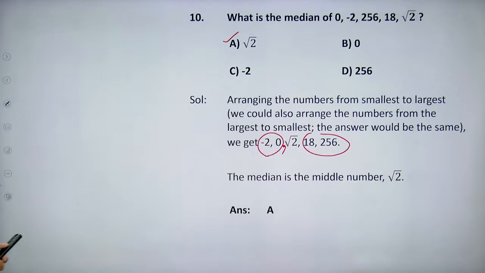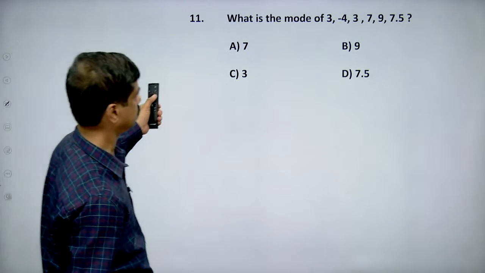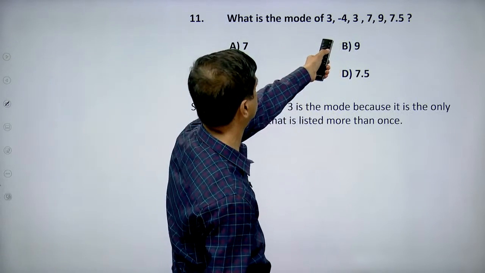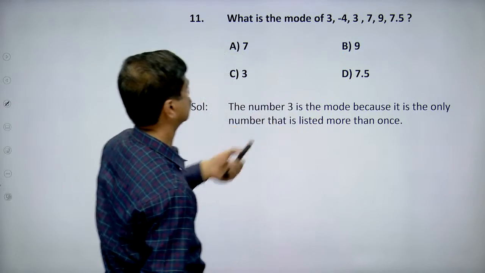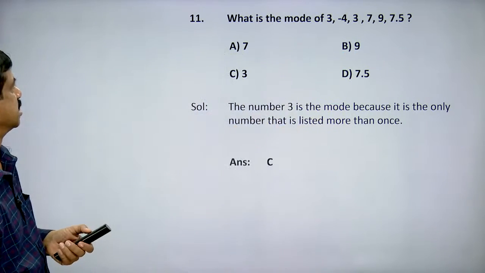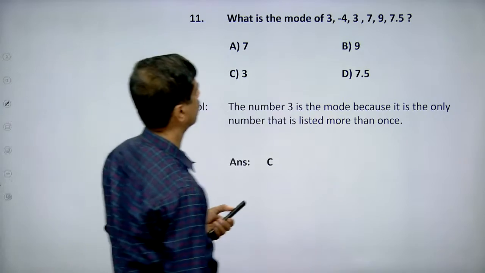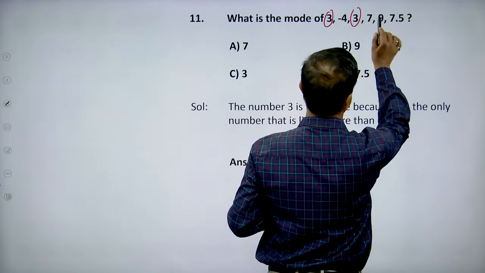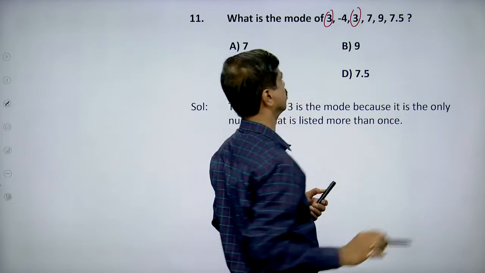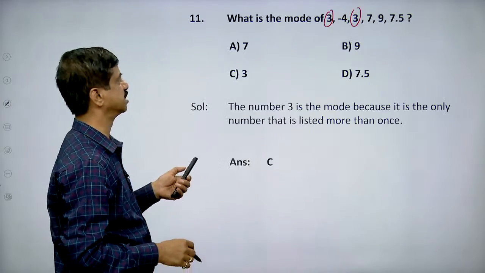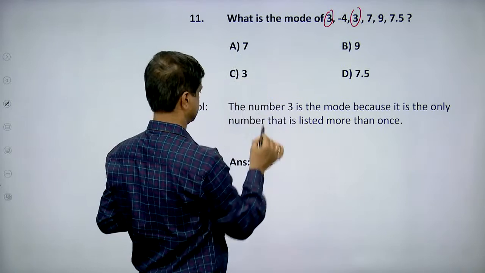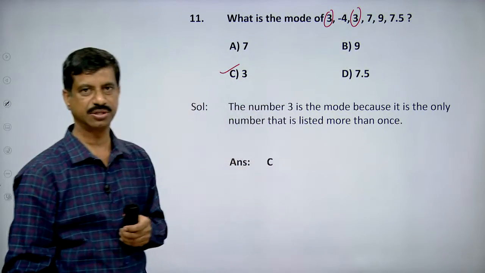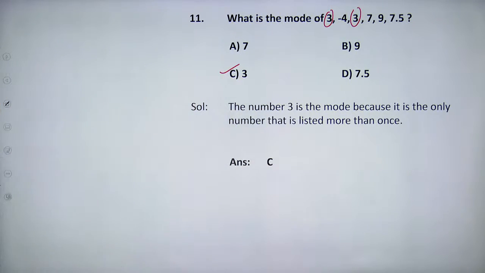Right children, so let us go to the next question. What is the mode of 1, 2, 3, 4, 5, 6? So generally the most repeated is the mode. So 3 is coming 2 times, minus 4 only once, 7 only once, 9 only once, 0.5 only once. So most repeated is 3, therefore mode is 3, option C. Right children? Something which occurs more number of times is mode.